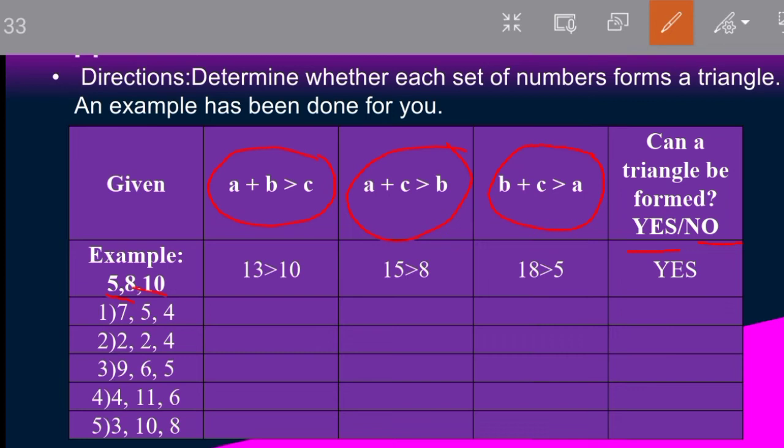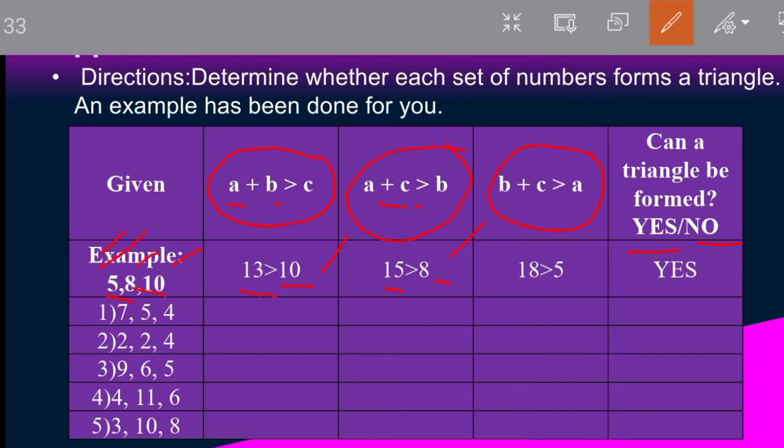Again, for an example, your A plus B, where your A is 5, your B is 8, so therefore 5 plus 8 is equal to 13, greater than C, which is 10. That is true. Check. Next, A plus C. Your A is 5, your C is 10. So 5 plus 10 is equal to 15, greater than B. So your B is 8. So therefore, this is also true.